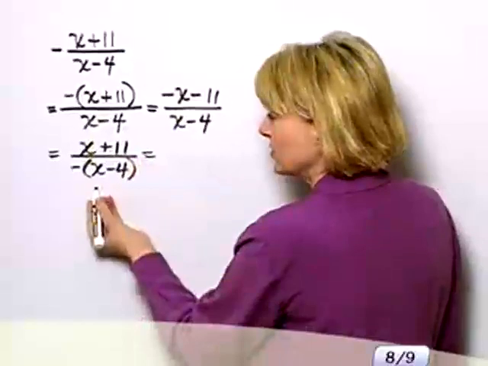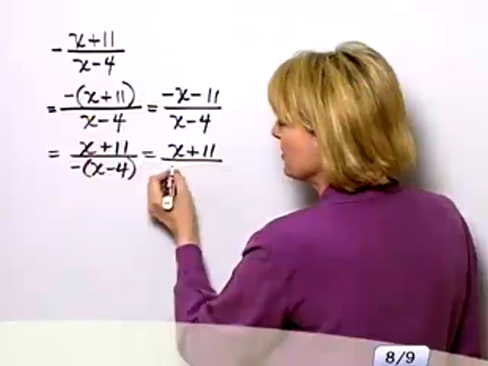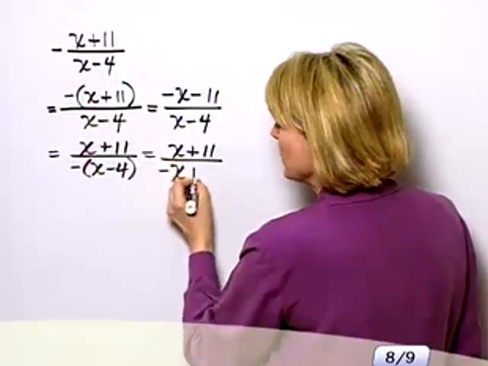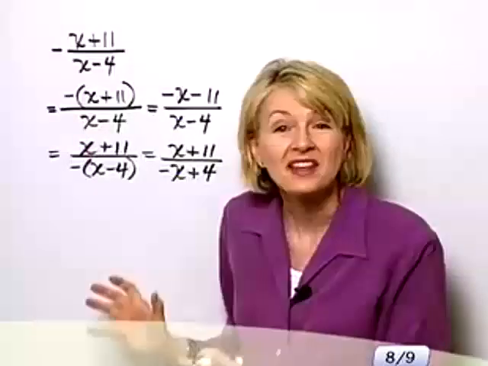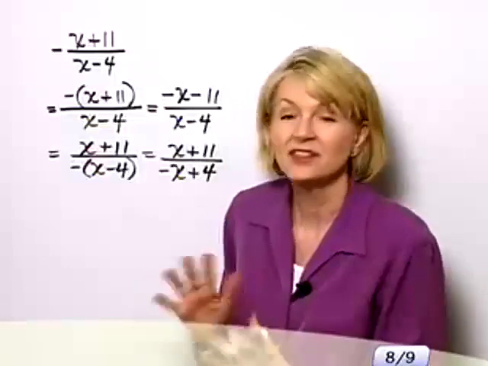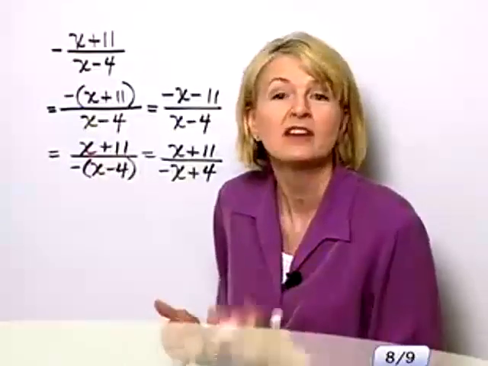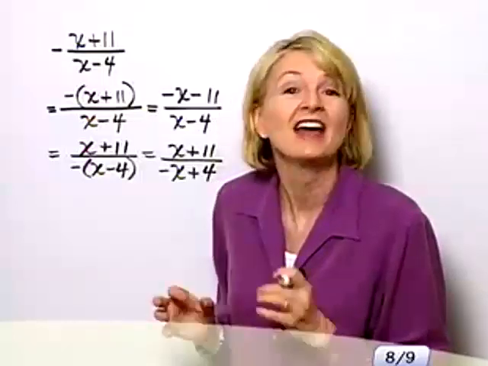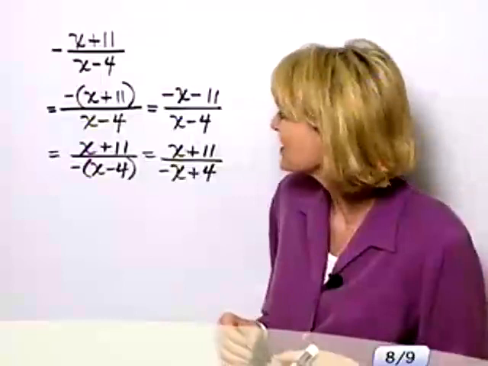Because of that, do you see I can do the same thing? I can distribute the negative in the denominator and make it -x plus 4. All of these rational expressions are equivalent, and during different times you might see any one of these forms. So make sure you study this and know that these are all equivalent rational expressions.